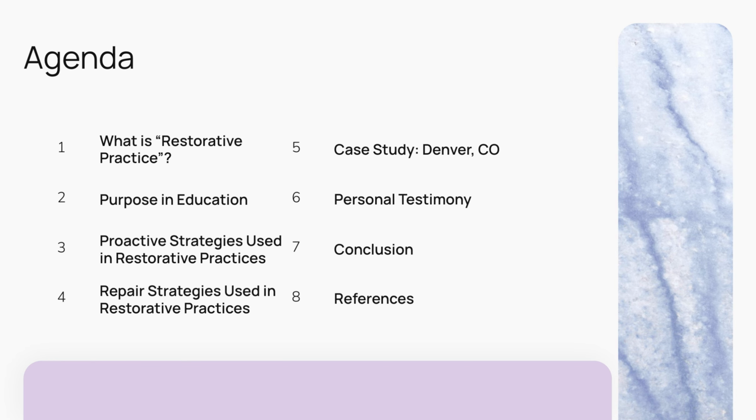Just a little overview of today's presentation. We're going to start off by defining restorative practice and giving a little bit of background information on it as a subject. Then we're going to see and talk about what its purpose is in the field of education, what it is used for. And then I have chosen to break it down into two main categories to make it a little bit more digestible, and that is proactive strategies and repair strategies. We're going to follow that by looking a little bit deeper into a case study that takes place in Denver, Colorado. And then I'm going to finish with a little bit of personal testimony.